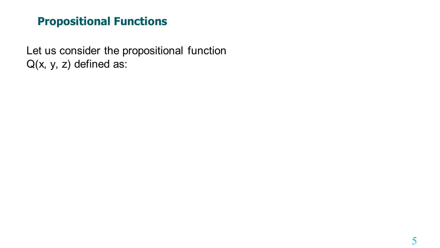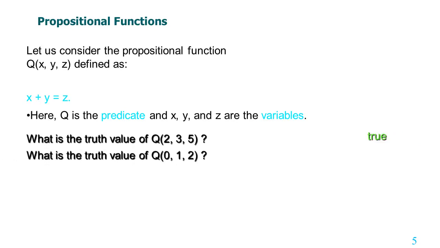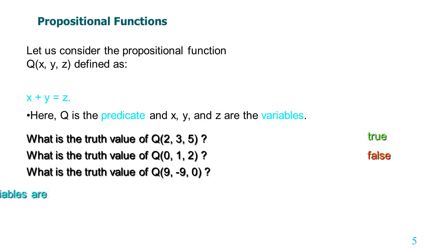Let us consider the propositional function Q(x, y, z) defined as x plus y is equal to z. Here Q is the predicate and x, y, z are the variables. What is the truth value of Q(2, 3, 5)? It is true, since 2 plus 3 is equal to 5. What is the truth value of Q(0, 1, 2)? It is false. What is the truth value of Q(9, minus 9, 0)? It is true.